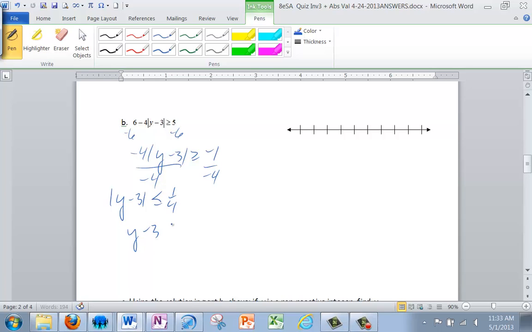Then you make your 2 cases. I'm only going to get you this far, and then I'll let you go ahead and solve these. And y minus 3 is greater than or equal to -1/4. When you solve both of those, your correct answer would be, I did most of the work here, didn't I? 2 3/4 is less than y is less than 3 1/4.